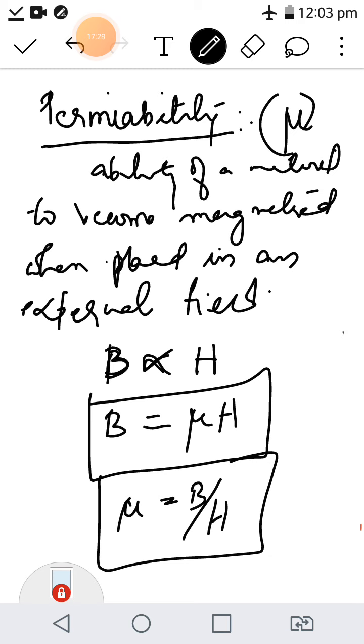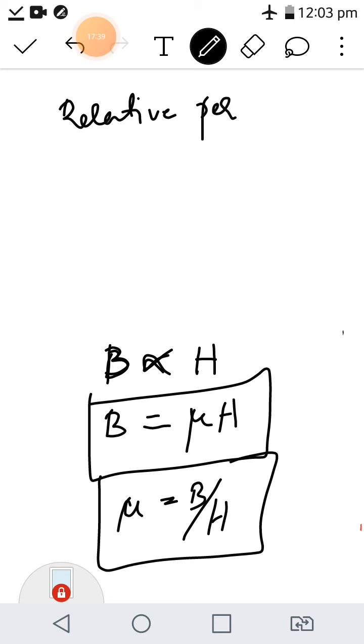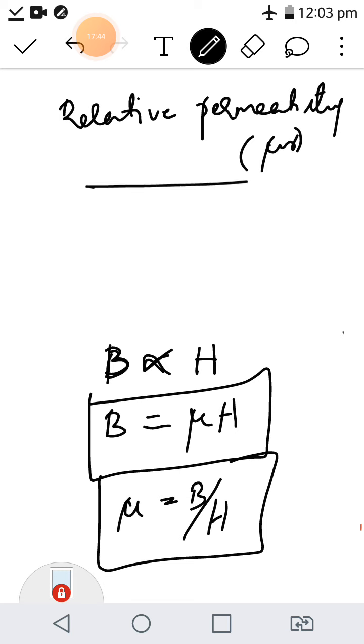Okay, so once you learn permeability, another term that we need to learn is the meaning of relative permeability, which is denoted by the letter mu r. From the term relative, it means it is relative to something. We are going to compare permeability of a medium relative to another medium. So the medium that we are taking as a standard is that of the vacuum. Permeability of vacuum, that is the reference term that we are taking.